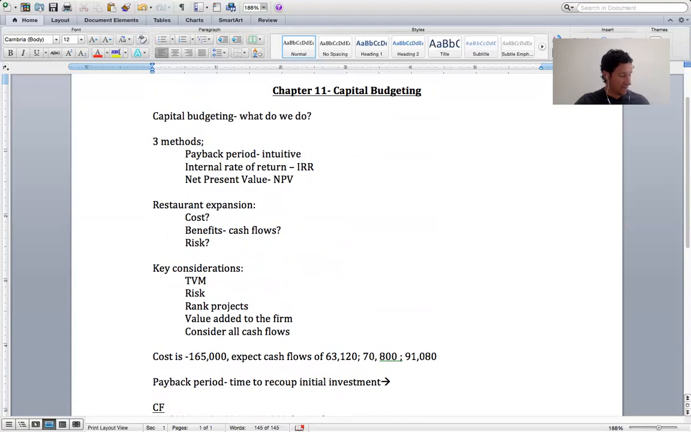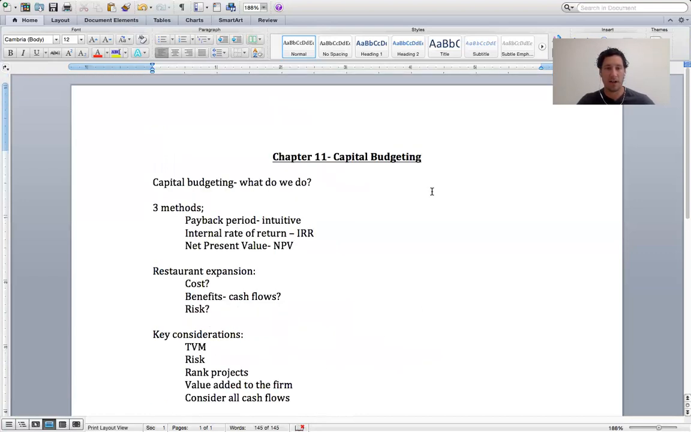Okay, so that is capital budgeting in a nutshell. I'll post these problems on Moodle and take your time, work through these. You should have everything you need to solve these now. If you have questions, let me know, and good luck on this stuff. We will have our next test on just the last 3 chapters. All right.